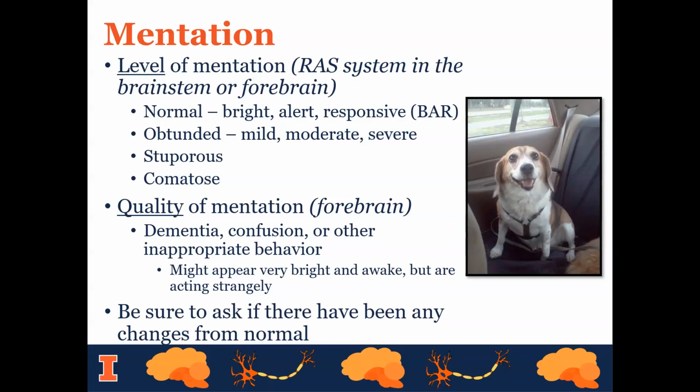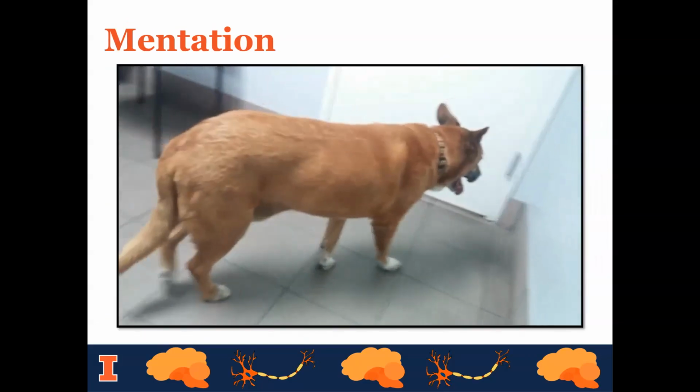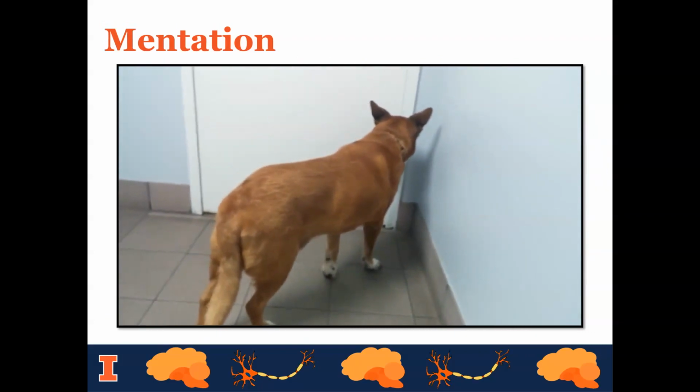So this is more specific to the forebrain or the cerebrothalamic part of the brain. That's all the same thing. So if we see a change in quality of mental state, especially confusion and dementia and behavior changes, that should all make us think about forebrain. And again, we remember we asked the owners if there's any changes from normal at home, because those more subtle signs aren't always obvious to us in the exam room.